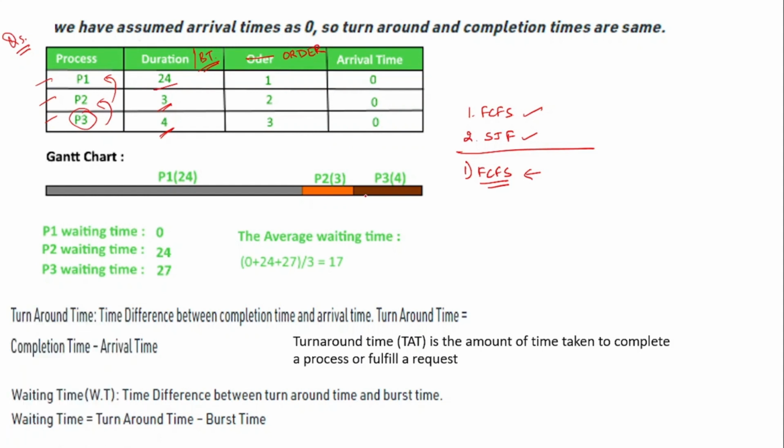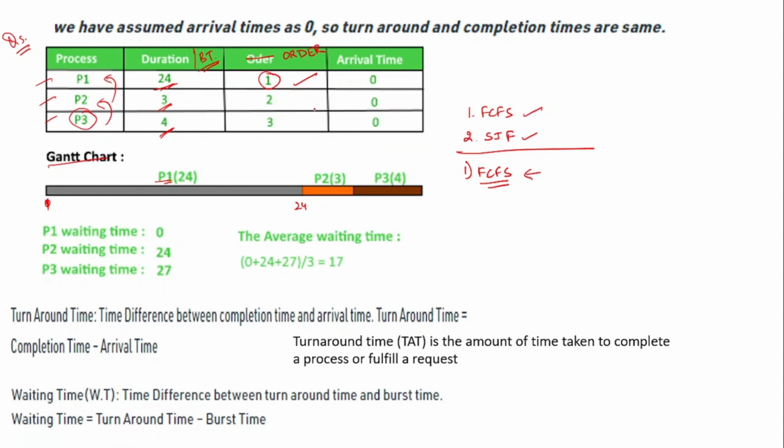Now, starting with the Gantt chart, you can see first process P1 is there. Obviously P1 gets the CPU first. The duration is 24 seconds, so it is given 24 seconds for its execution. Let me start with 0 to give you the proper timing. The entire 24 seconds, P1 executes. Now the execution of P1 is finished.